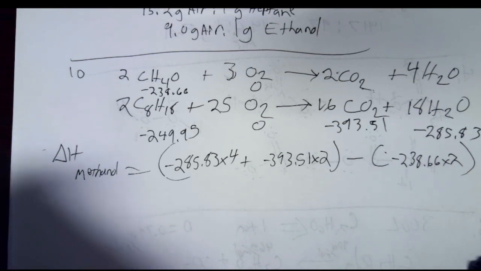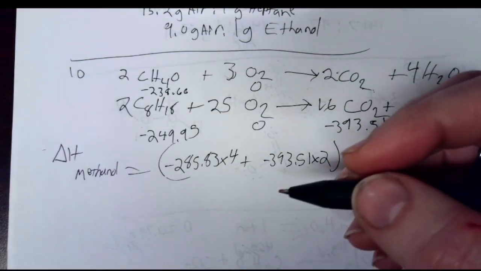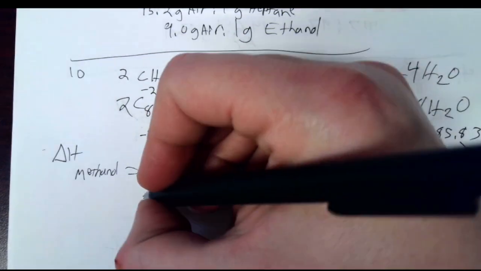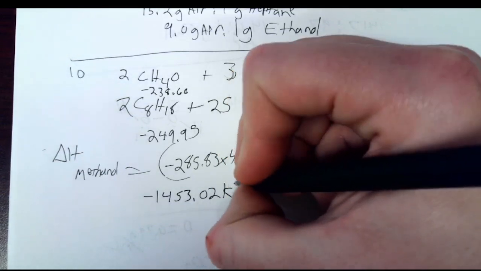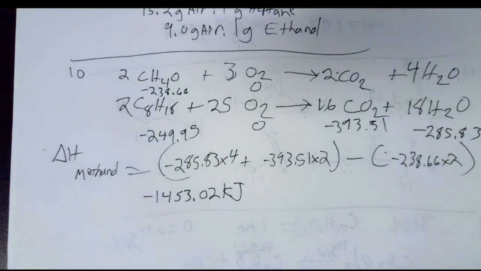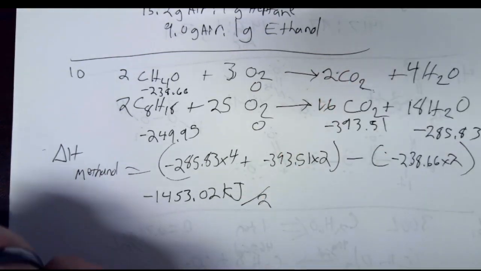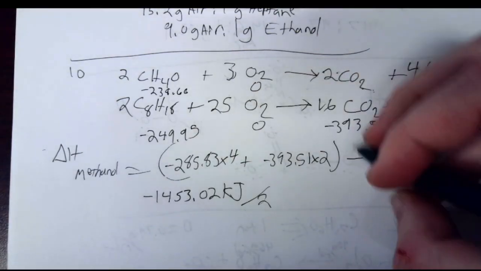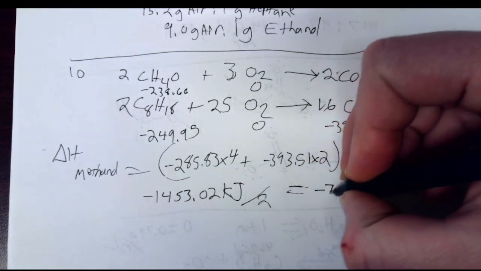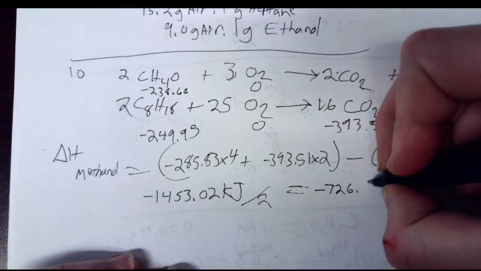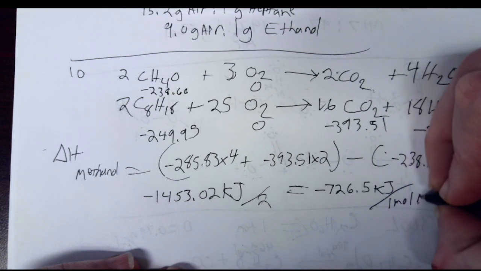You get something like the enthalpy of that reaction being something like negative 1453.02 kilojoules. However, this reaction requires 2 moles of methanol. So if we divide that by 2, you would get the moles of methanol per the reaction per mole of methanol. 726.5 kilojoules per 1 mole of methanol.